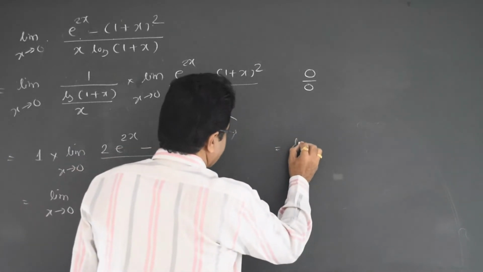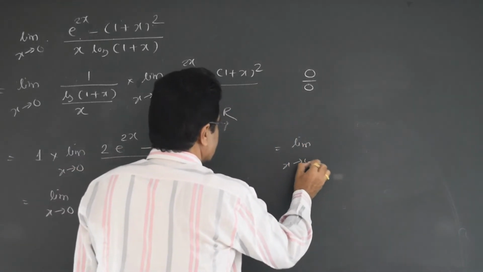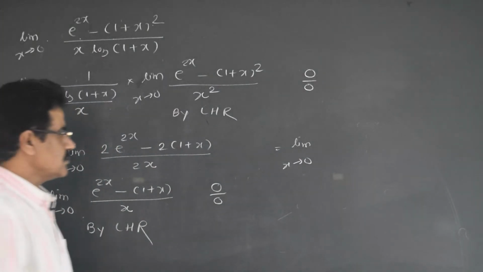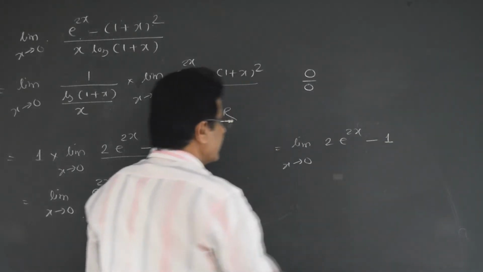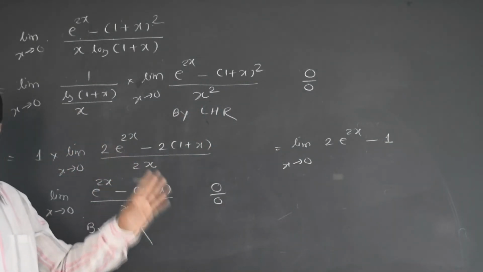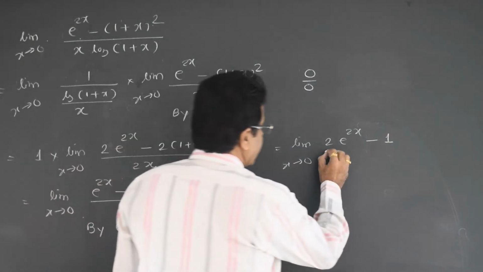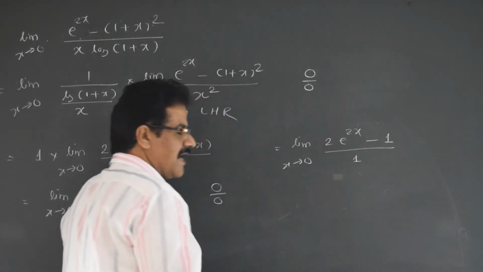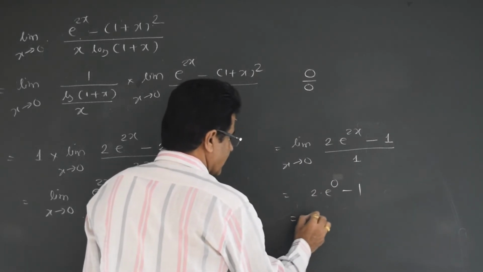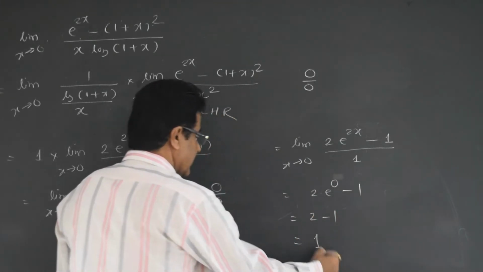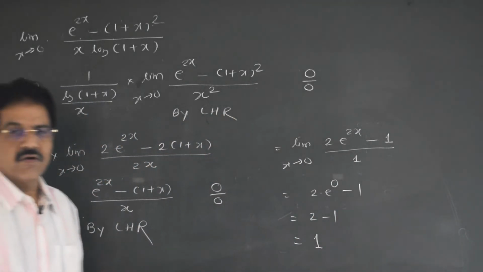So simplifying further, limits as x tends to 0, derivative of e raised to 2x is 2 into e raised to 2x, and derivative of the bracket is derivative of 1 is 0, derivative of x is 1, upon derivative of x is 1. We are in a position to take the limits, so 2 into e raised to 0 minus 1. So ultimately final answer we get as 1.